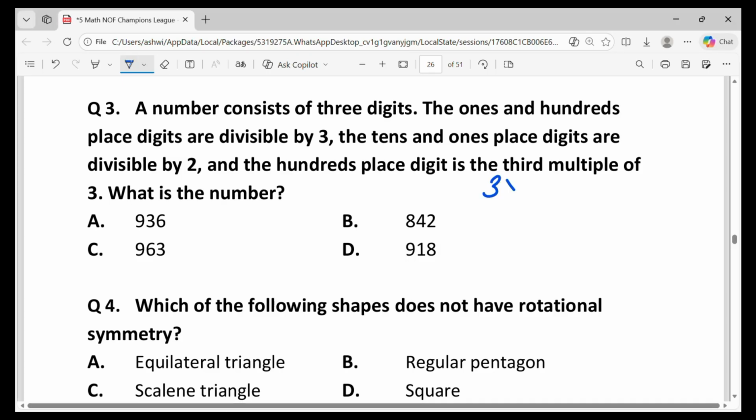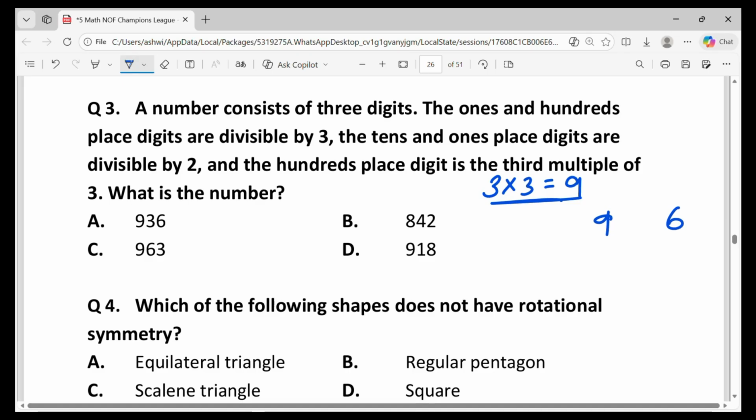The hundreds place digit is the third multiple of 3. So that is 3 into 3, which is equal to 9. The ones place digit is divisible by 3. So the possible digits are 0, 3, 6 and 9. The tens and ones place digit are divisible by 2, meaning the ones digit is even. The only even digit divisible by 3 is 6. So the ones digit is 6.